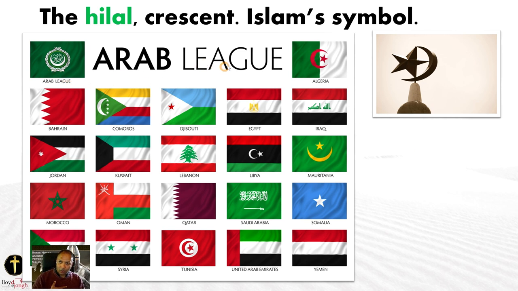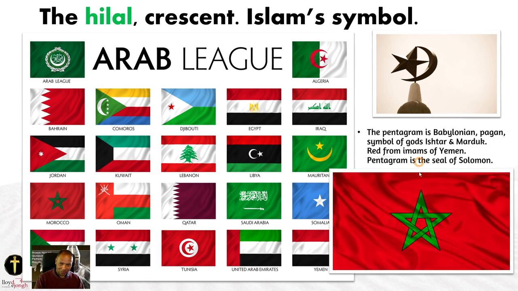Let's start with this, the Arab League. Let's look at a number of the flags in the Arab League. Crescent and star, horizontal versus the vertical. Star, crescent and star in Tunisia. Morocco, pentagram. Gotta wonder what's going on with that. Jordan, star. Comoros, crescent, star. Very, very interesting. So lots of crescents and stars.